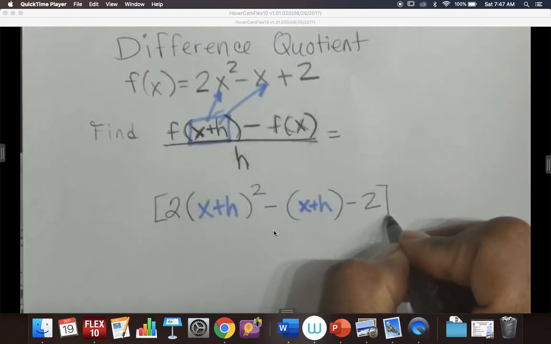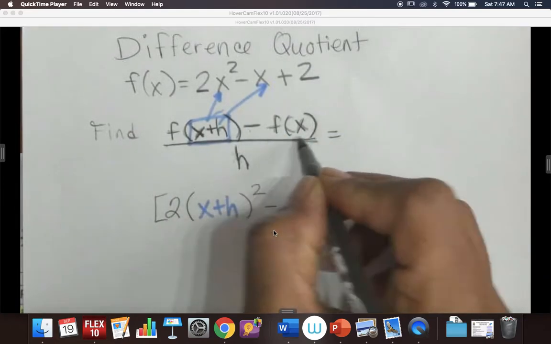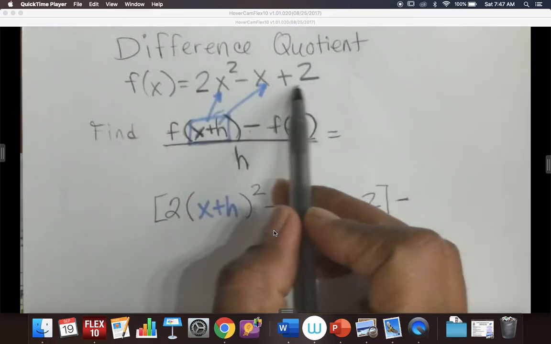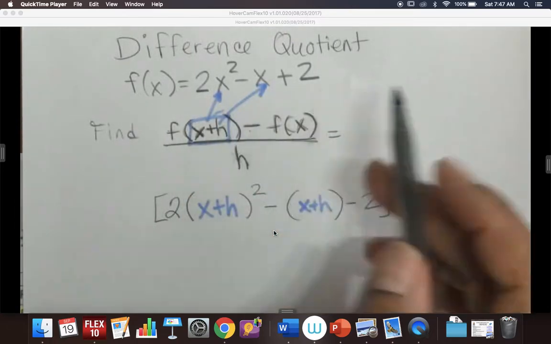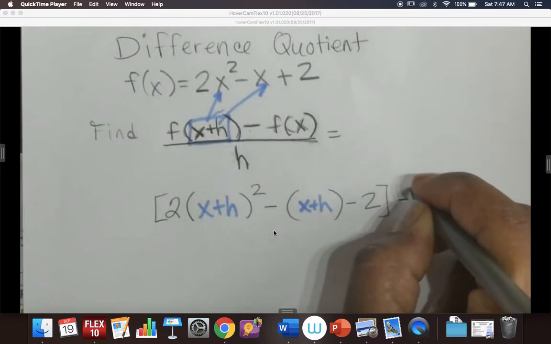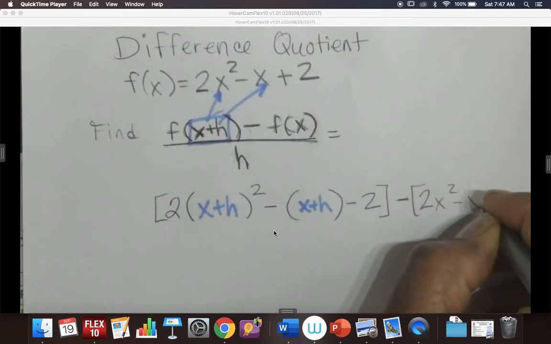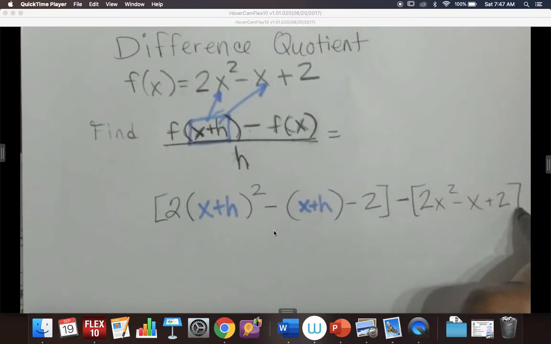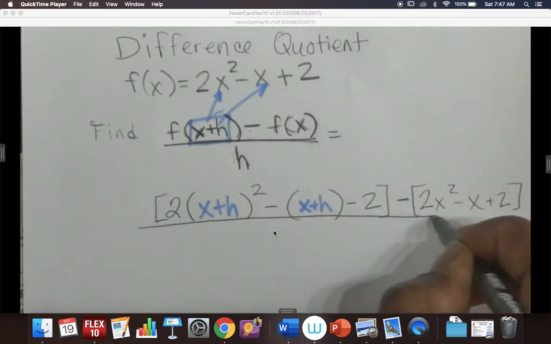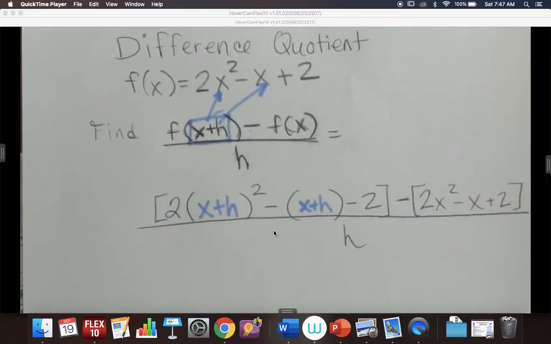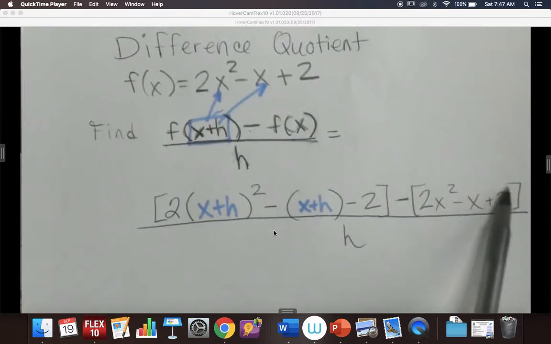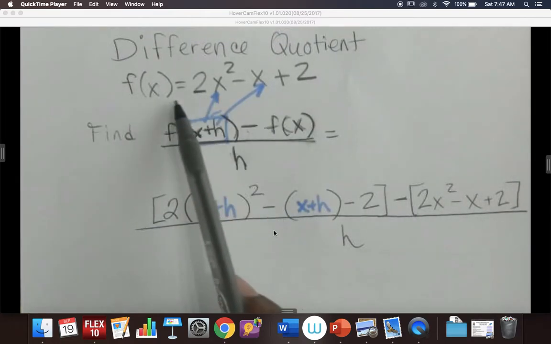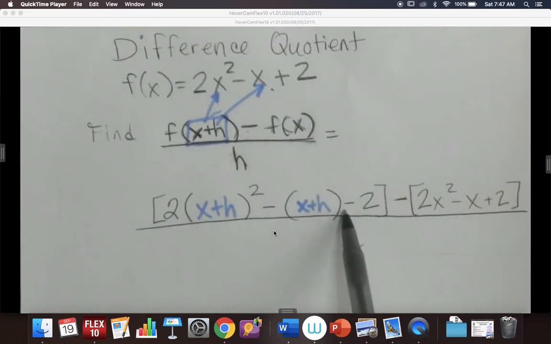Then it says minus f of x. F of x is written here. I don't have to do any changing. I don't have to fix it. It's just 2x squared minus x plus 2. All of that over h. So the second piece that I'm subtracting should always be just f of x, just what I was given. The first piece is going to be the function, but replacing x with the expression x plus h.